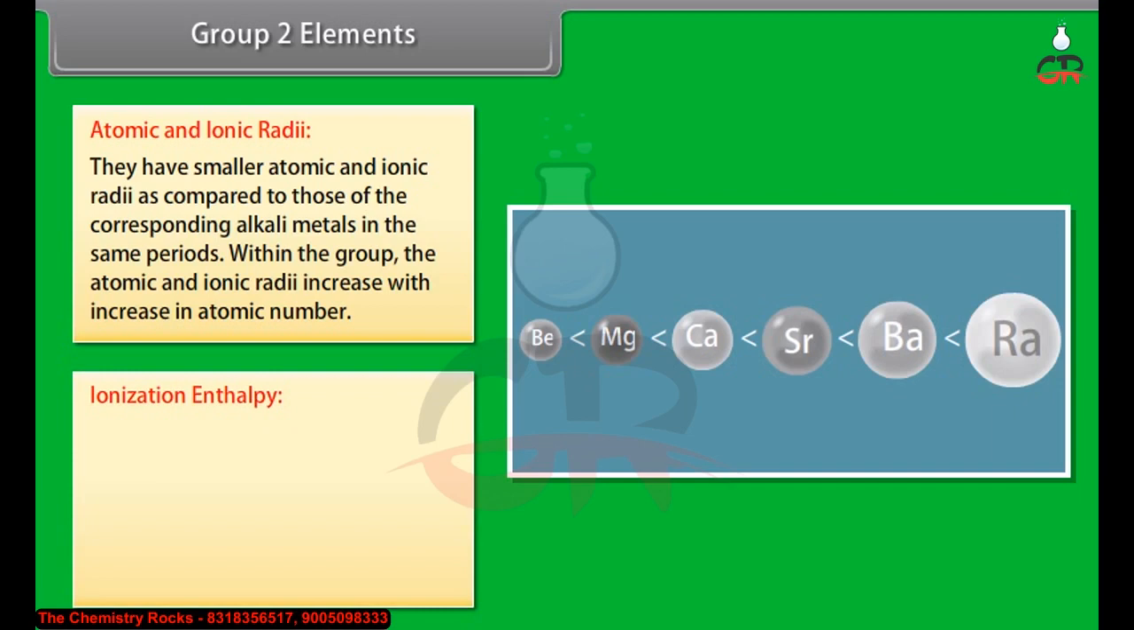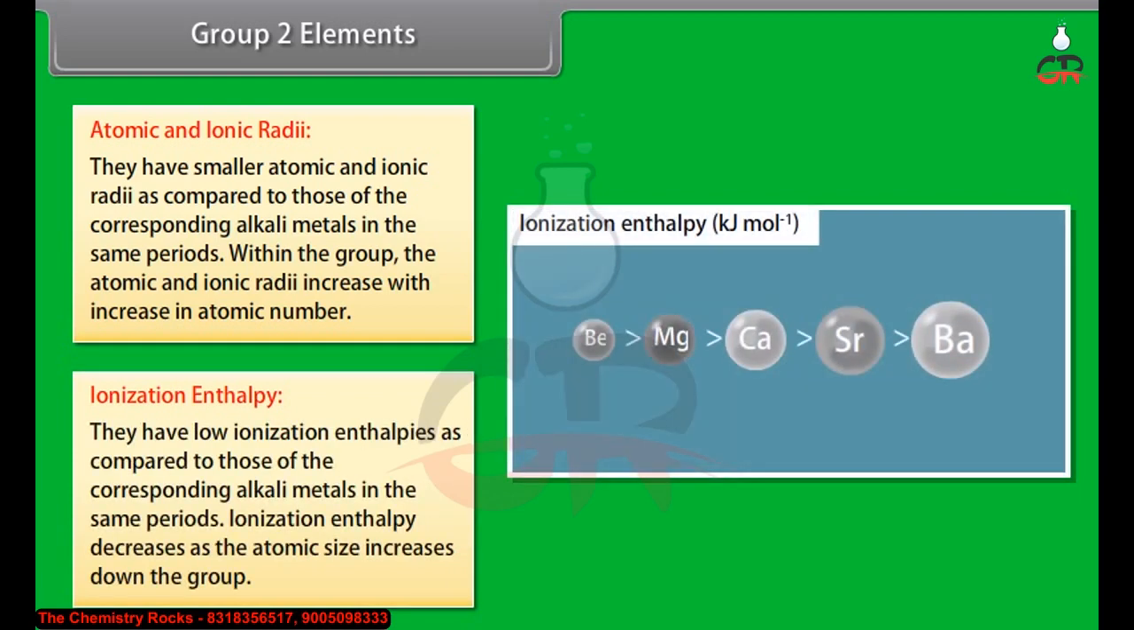Ionization enthalpy. They have low ionization enthalpies as compared to those of the corresponding alkali metals in the same periods. Ionization enthalpy decreases as the atomic size increases down the group.